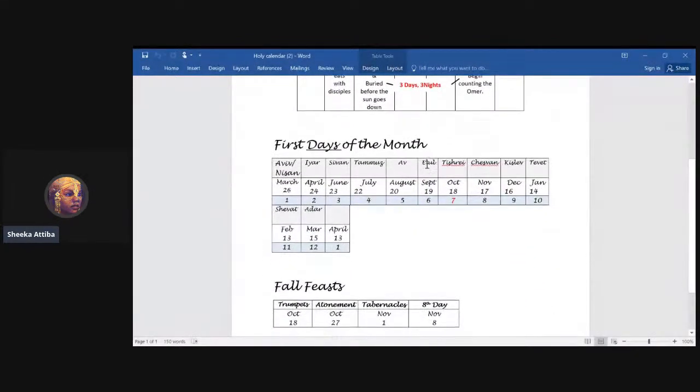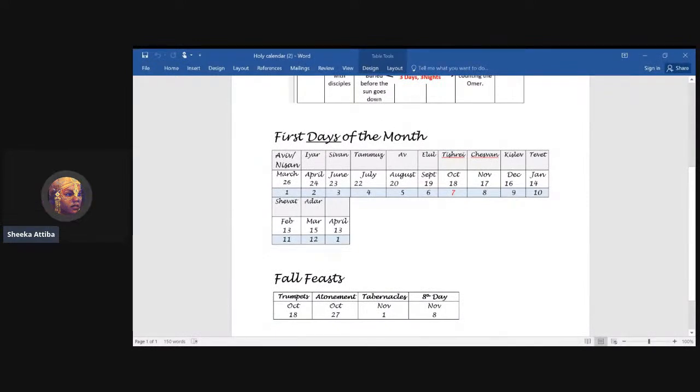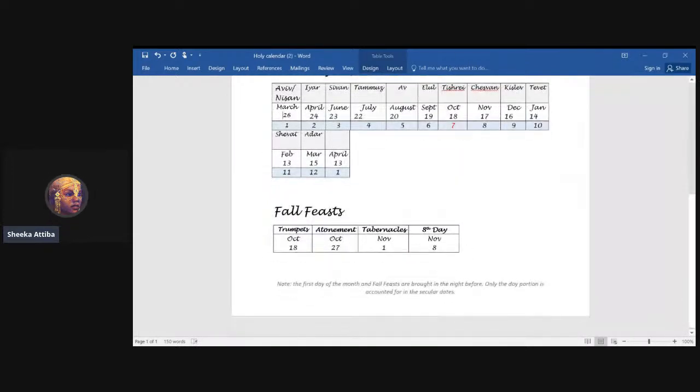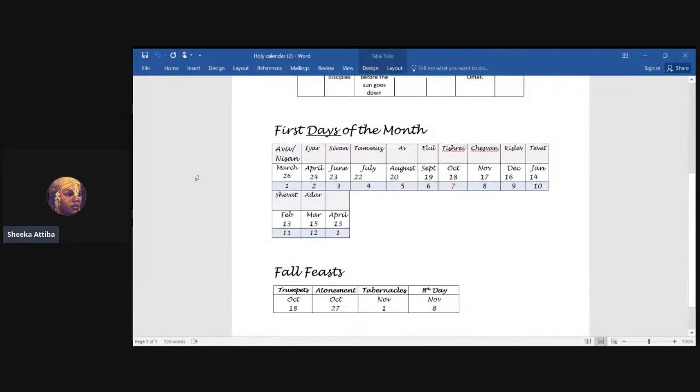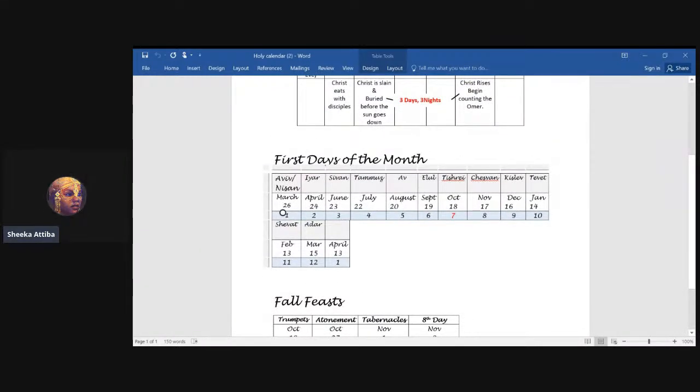So then I did first days of the month, and I did it based on the day, not the evening portion. So this should actually be like the evening of the 25th, the day of the 26th. But I know that because I had written a note. The first day of the month in fall feasts are brought in the night before. Only the day portion is accounted for in the secular dates. Just like we brought New Year's in on the evening of the 25th, the day portion was the 26th, the day portion 24th, 23rd, 22, and it goes on and on.